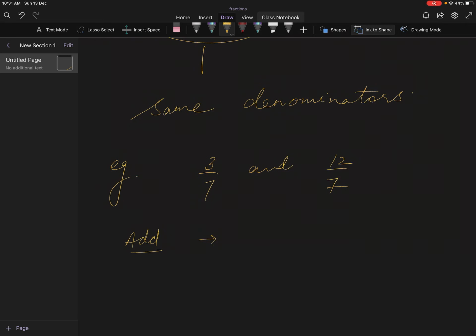When we have to add, my denominator will be 7 and I will be adding my numerators. So my answer will be 15 upon 7. Correct? When I have to subtract, remember again, only the like fractions with the same denominator, my denominator will be as given in the two fractions, 7, and I will subtract my numerators. My answer will be 9 upon 7. So this is simple to understand, right?